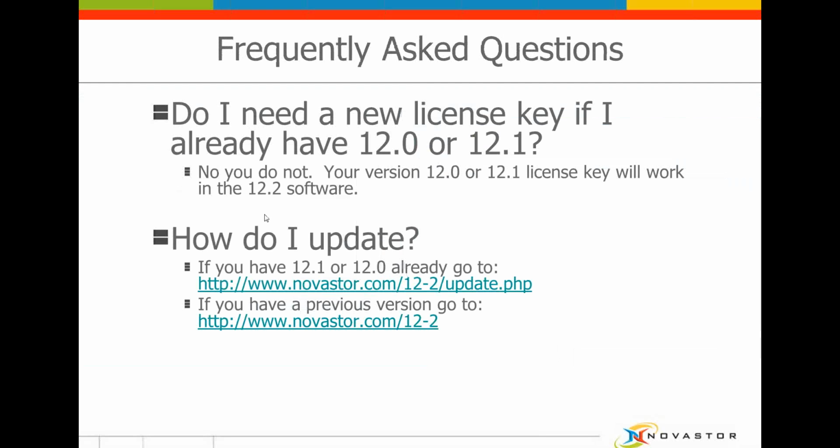A couple of the frequently asked questions that support have been getting quite a bit is, do I need a new license key if I already have 12.0 or 12.1? No, you don't. Basically, your 12.0 or 12.1 license key will work in the 12.2 software. In fact, if you already have 12.0 or 12.1 installed with the license on it, all you have to do is run the upgrade exe to upgrade your client, and it will already keep that license key in it, so you don't even need to enter in that license key.